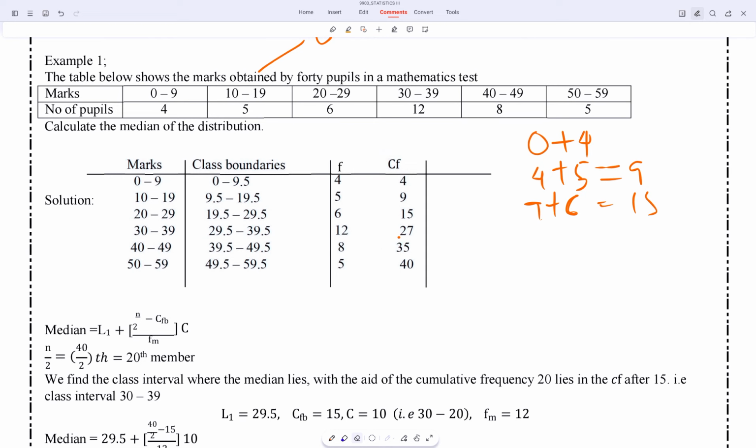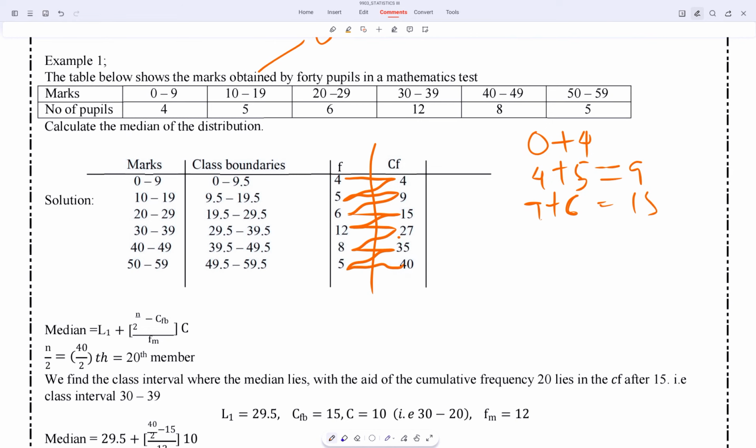All right, let me put a ruler back here. So 0 plus 4, that's what gives 4. Then the 4 you have here plus the next frequency, that's how we got 9. The 9 plus the next frequency, that's how we got 15. 15 plus the next frequency, 27. Do you understand that now? 27 plus the next frequency, 35. 35 plus the next frequency, 40.